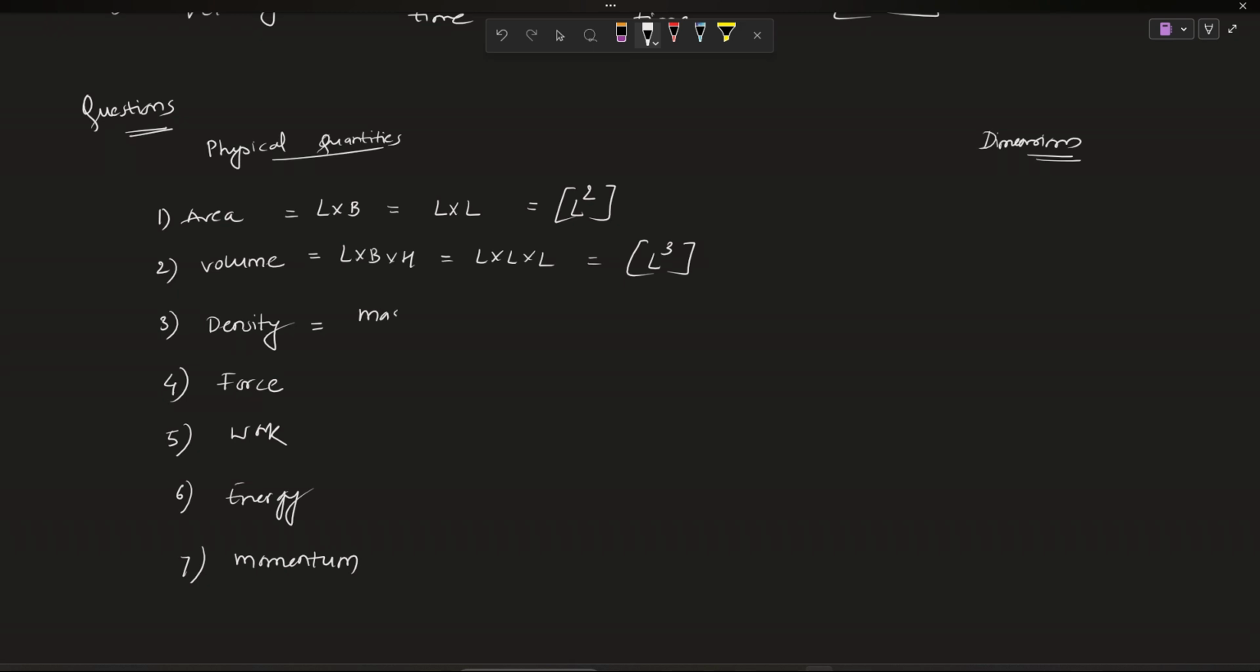Density is nothing but mass by volume. वॉल्यूम का भी हमने L cube define किया, तो M by L cube, so it is coming M L to the power of -3. So this is the dimension of density. Now force is nothing but mass into acceleration. Okay, acceleration is nothing but velocity by time, and velocity is nothing but displacement by time.